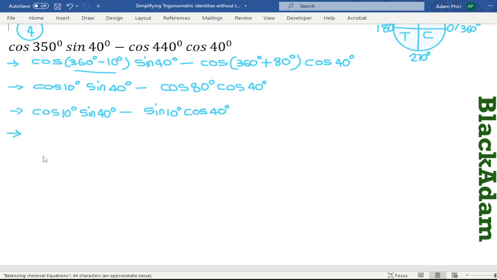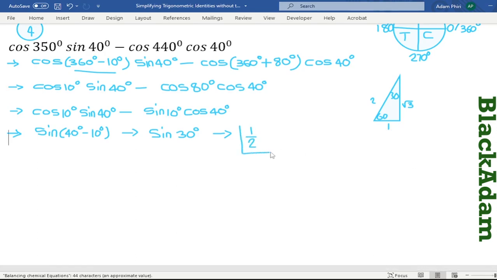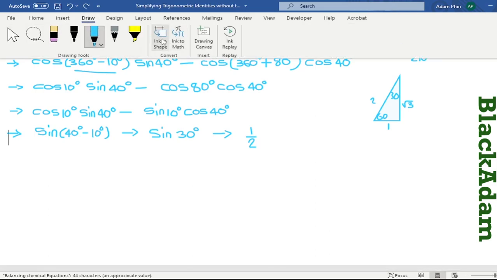Okay, so complement angles actually play a huge role when coming to simplification. So we have the sine of the difference of angles. So it's 40 minus 10, so that is going to be sine 30 degrees. So sine 30 degrees, special angles 60, 30, 1, 2, and root 3. That will give us 1 over 2, opposite over hypotenuse. So that is our answer. Yeah, most probably that is our answer.